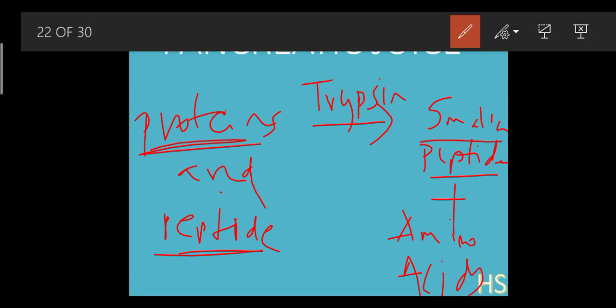Due to proteins, smaller peptides got formed. And there were some of the peptides which were present in this stomach, which have moved further and got converted into the amino acids.